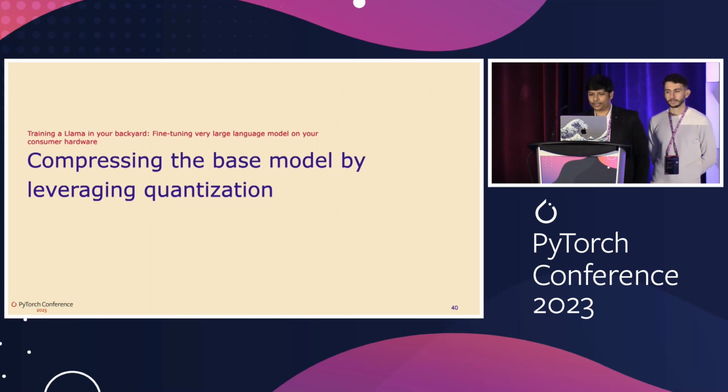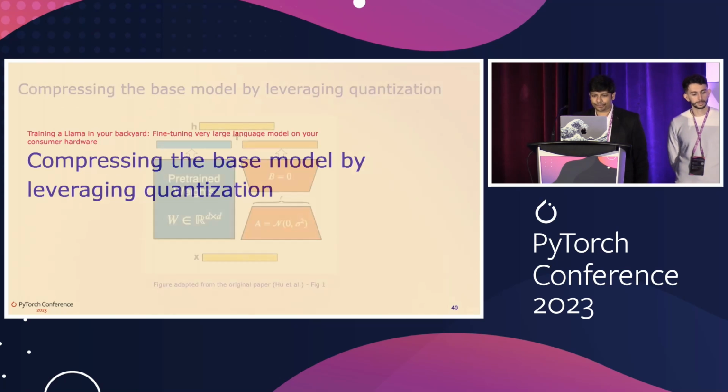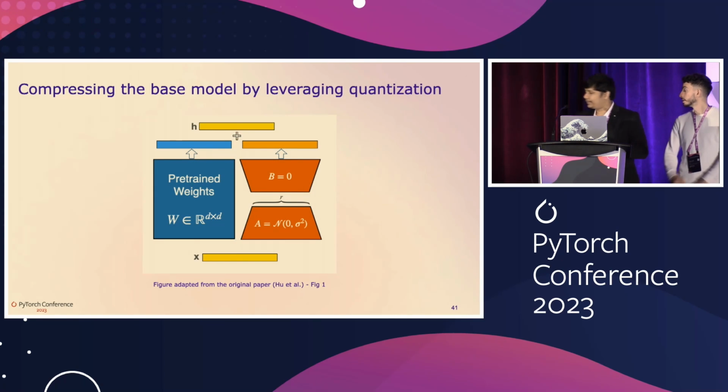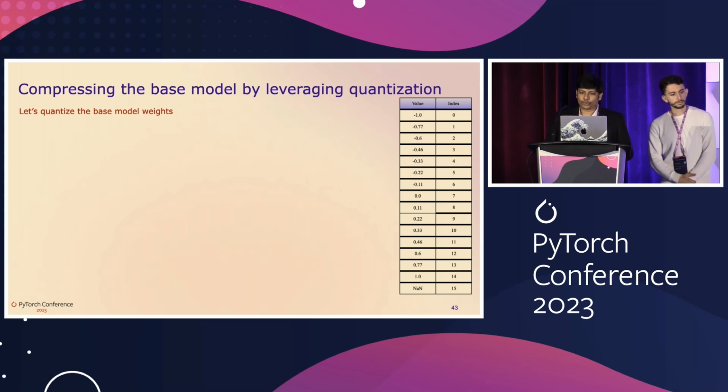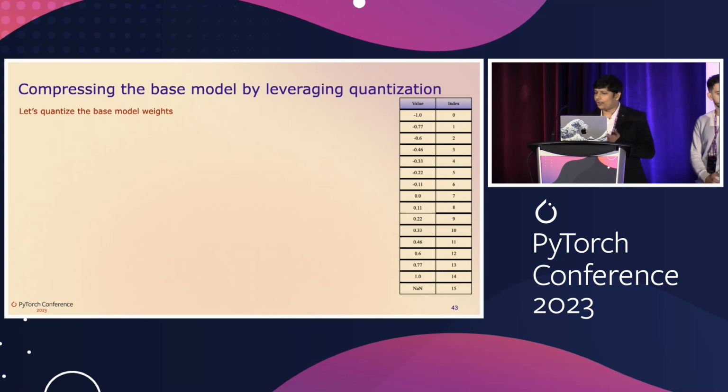Now we'll look at how we can use quantization to further decrease the memory requirements for training or tuning the LLaMA 7B model. This is the diagram explaining how the low-rank adaptation PEFT method works, wherein the pre-trained weights are in blue and the trainable low-rank matrices are in orange. Now we'll be focusing on how we can use quantization to reduce the memory requirements for the pre-trained base model weights, which are highlighted in blue here. Before that, let's go through an example to understand how quantization works.